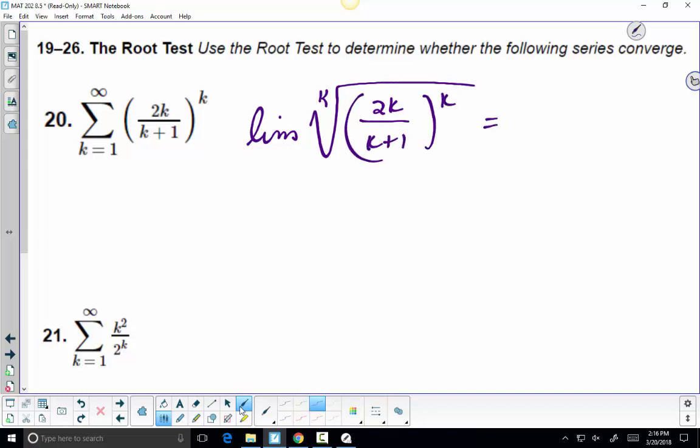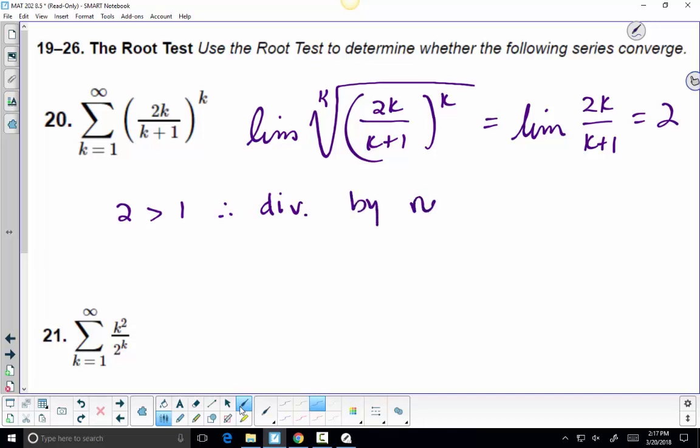And that just pops the exponent right off. So we get the limit of 2k over k plus 1. The kth root of a kth power, they undo each other, so we just have what's in the parentheses. And what's that limit equal to? So converge or diverge? Diverge instantly. 2 is greater than 1, therefore diverge by root test.